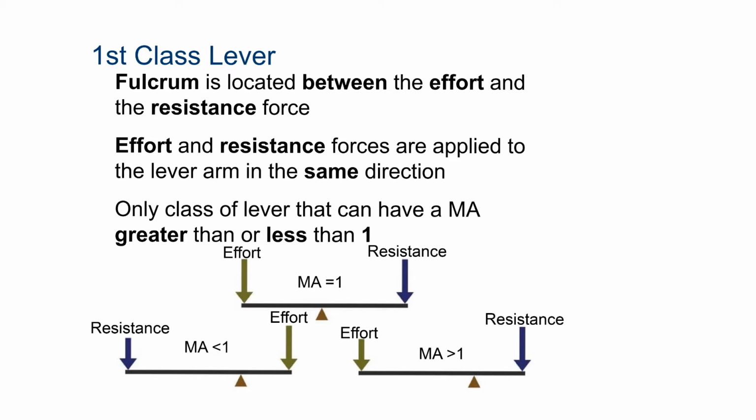And the mechanical advantage can be greater than or less than 1 depending on where that pivot point is. So if the longer side is the resistance side, the mechanical advantage is going to be less than 1. And if the longer side is the side you're applying the force to, then the mechanical advantage is going to be greater than 1.